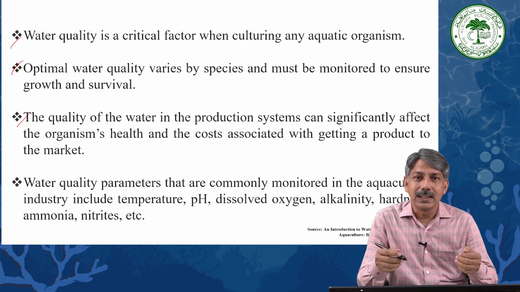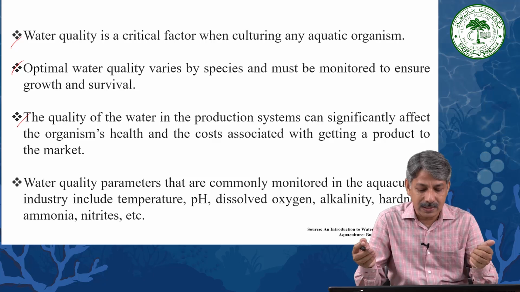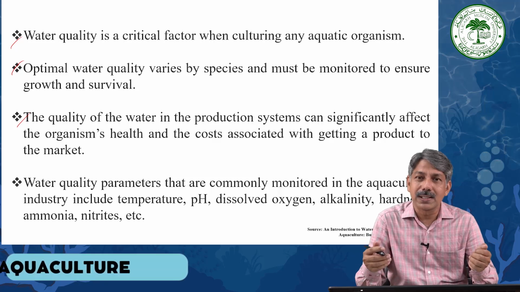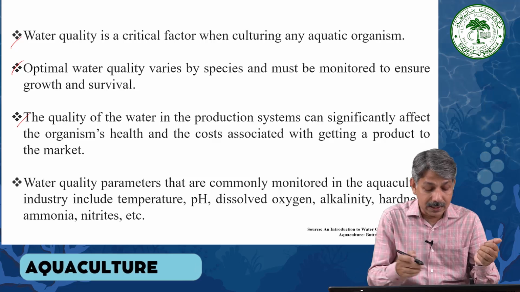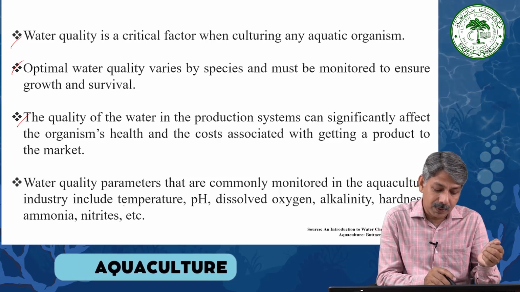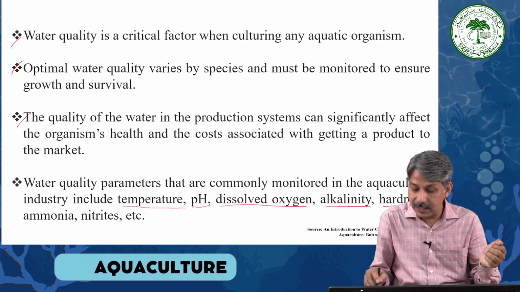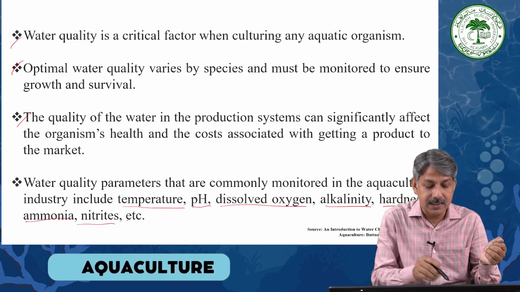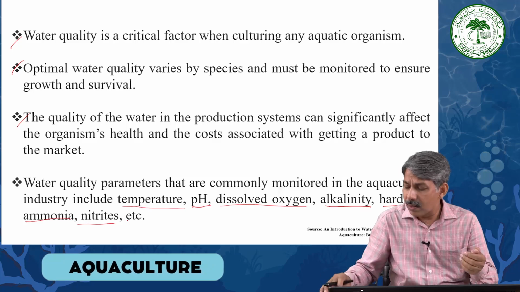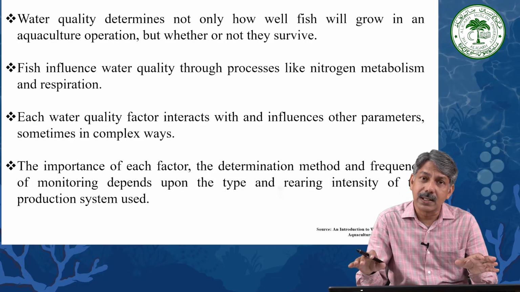When we analyze the water quality parameters, our main focus is to get the information quantified, in order to understand what the different important parameters are that are going to influence the fish culture operation. For example, some of them have been written here: temperature, pH, dissolved oxygen, alkalinity, hardness, ammonia, nitrites, etc. So there are many water quality parameters which can influence fish in a number of different ways.